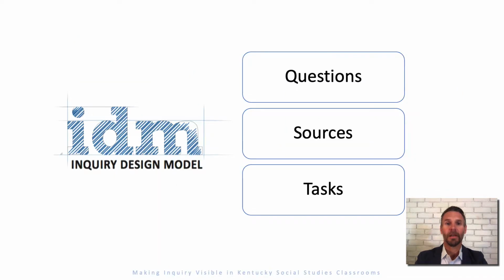When you boil down the IDM framework, you see its three main components: questions, sources, and tasks. When we set out to craft a critical inquiry, we must attend to all three of these elements. In the coming slides, I will discuss some considerations for how to write critical questions, expose students to critical sources, and create critical tasks.